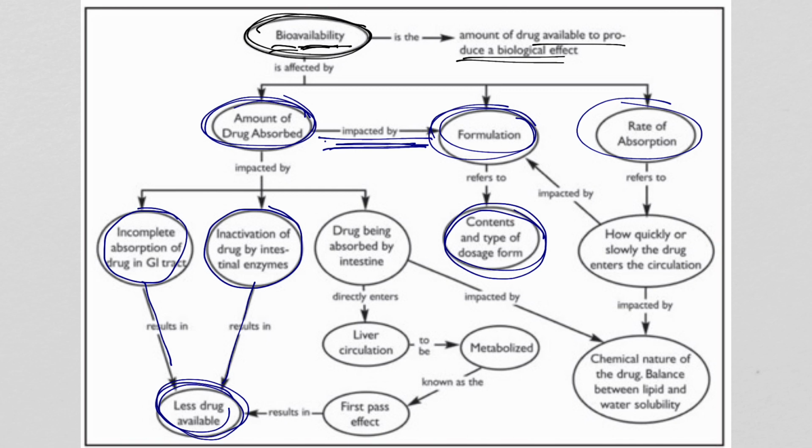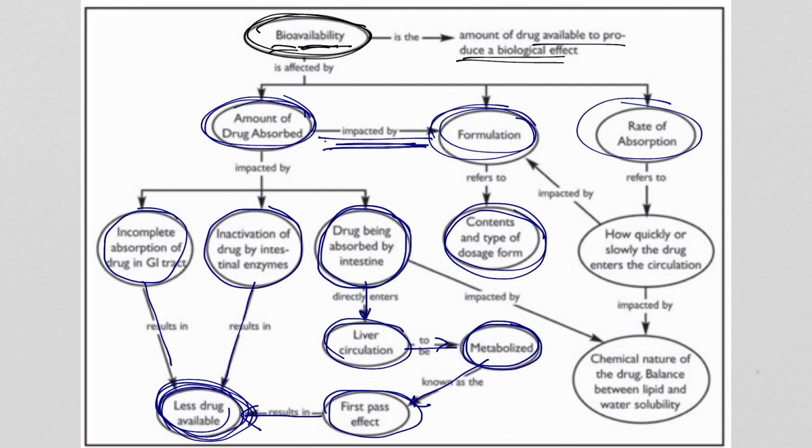The other thing that can affect the amount of drug being absorbed then is going to be the drug being absorbed by the intestine, but then directly entering into the liver, right? And we know that the liver is one of the main sites for metabolization. And so what that means is part of the drug becomes prematurely metabolized. And then we know this as a first pass effect, right? So it's metabolized early through the liver because it hasn't been distributed yet. And so then again, that leads to less of the drug being available, right? And that's really a concern for us.